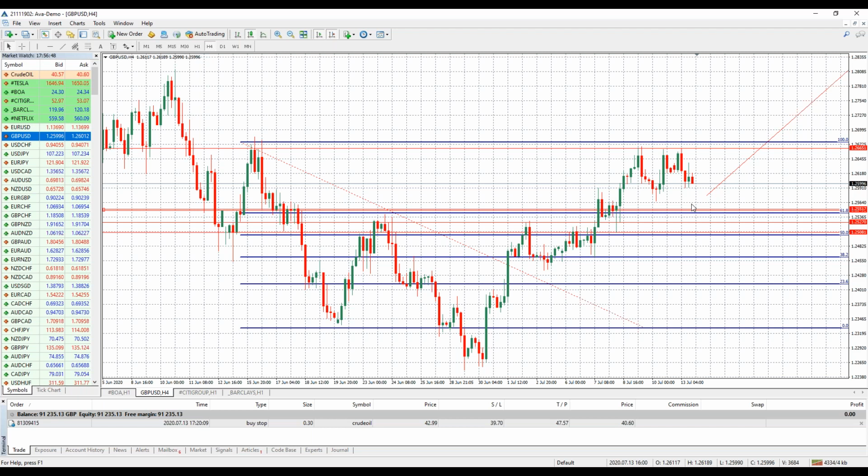This looks to me like it could push down further before bouncing. That's what it looks like personally to me. But you decide. Look at the price levels and trust yourself. Eventually, you'll get a feel for how to trust your own price levels as well.